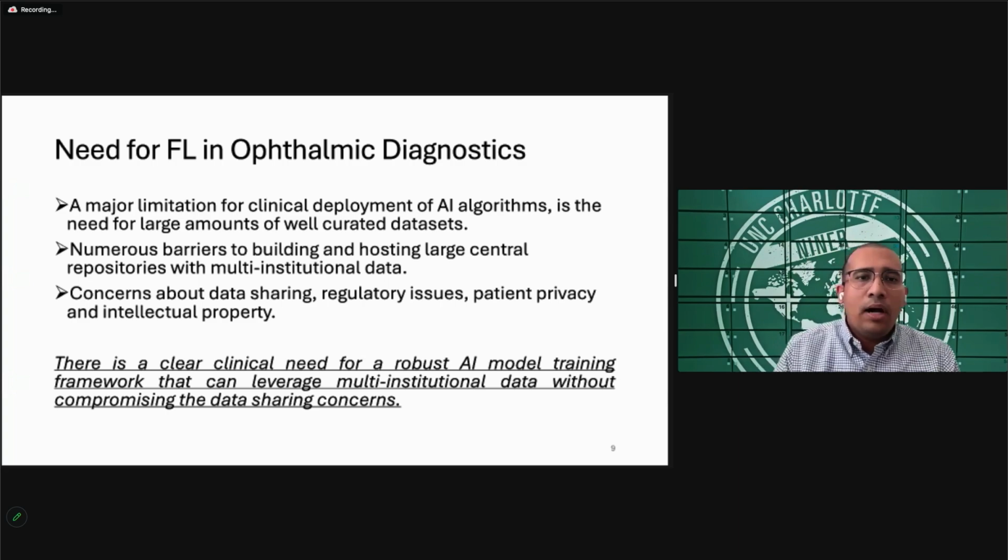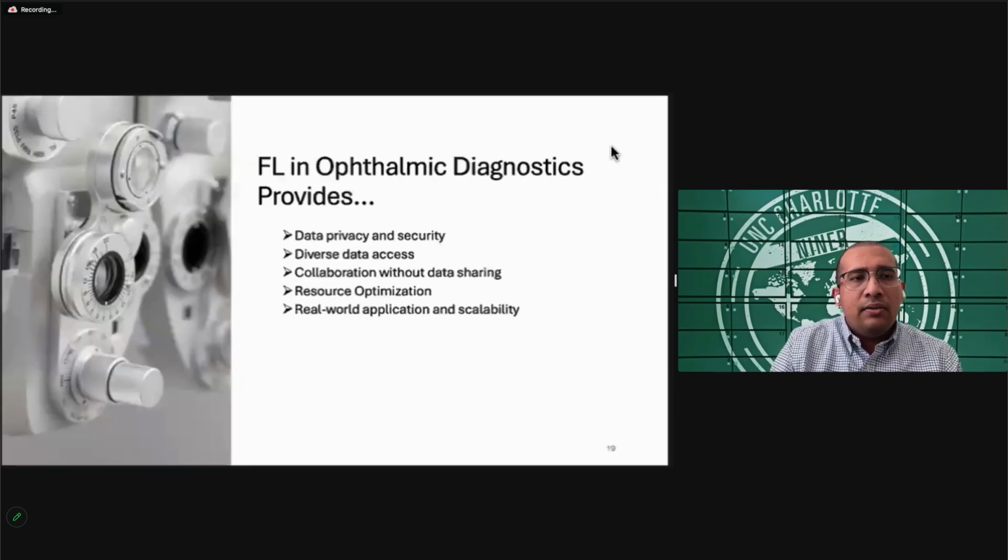And that's where our lab thought about using federated learning or distributed approaches to see if we can really use federated learning for ophthalmic diagnostics. It can provide data privacy and security, access to diverse data sets from subpopulation spectrums. It can allow collaboration without really sharing the data, optimize some of the resources, and real world application scalability, because now you have a robust model that can be tested in different settings.